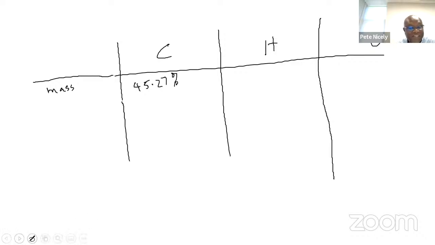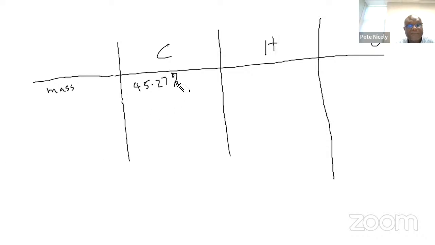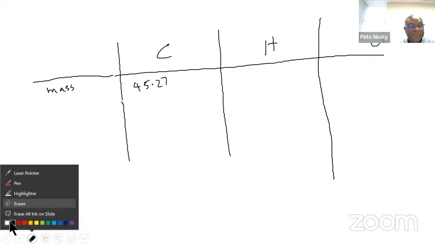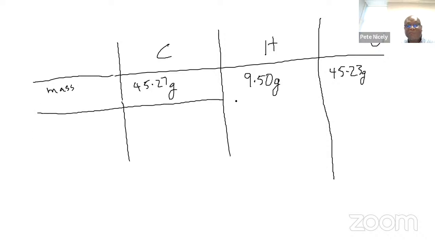Let me erase that here. That should be grams. And then in the case of hydrogen, that's 9.50 grams. And in the case of oxygen, that's 45.23 grams, all right?